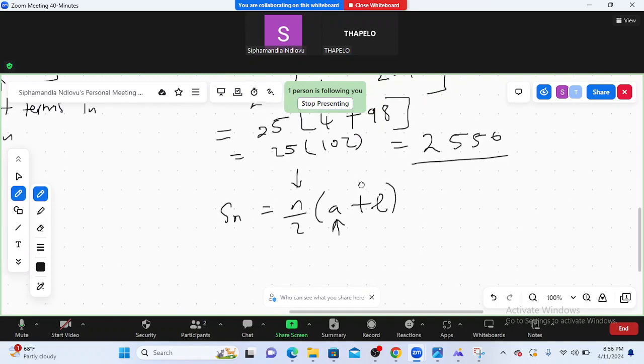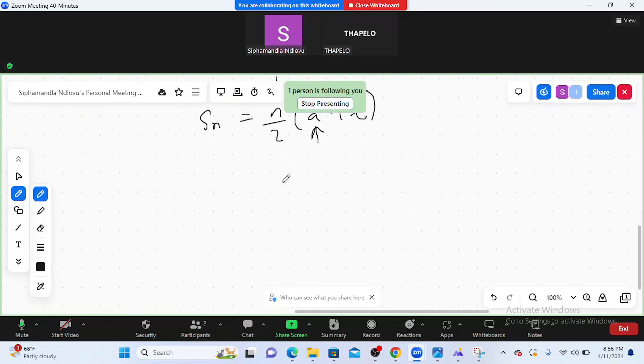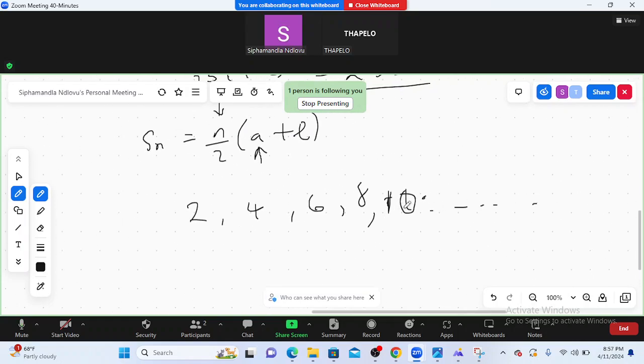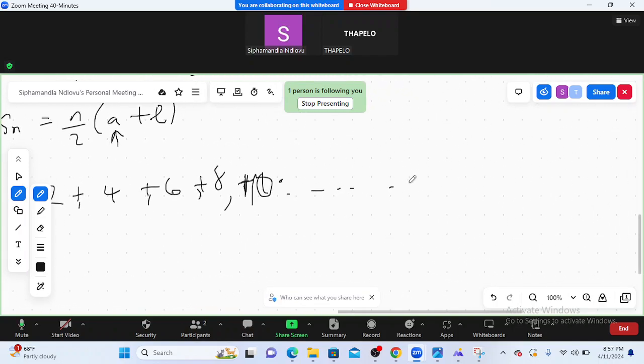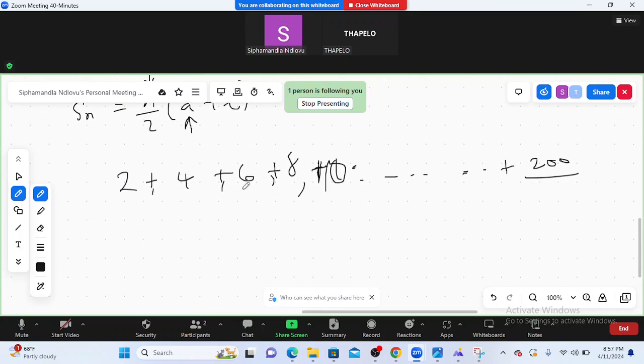Now, the trick is this. Let's say we have a pattern, 2, 4, 6, 8, 10. Most of the time they would use plus, by the way, which tells you that it's the sum. And then they say plus, and then they are saying 200 here. What does this 200 mean? This 200 means that the last term in the sequence is 200. So your terms will start from 2 to 200.